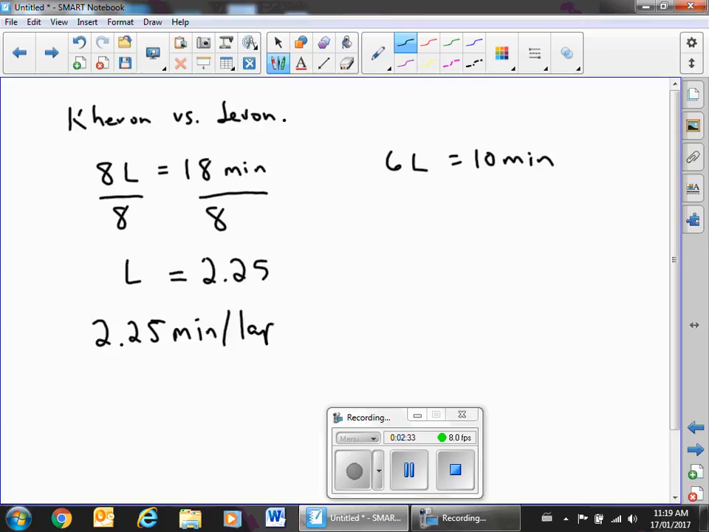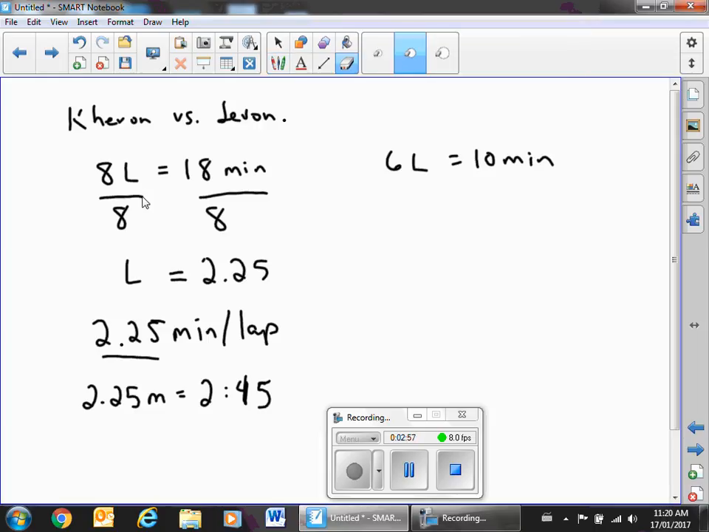per lap. Now, don't confuse this 2.25. That's not 2 minutes 25 seconds. That's 2.25 minutes. So we know that 2.25 minutes is equal to 2 minutes and 15 seconds. Sorry, I got to erase that. We know that 1/4 of a minute is 15 seconds, so it's 2 minutes 15 seconds. So that is what that total really is. But in this case, we're comparing the lap times, so we'll be able to leave it as it is.